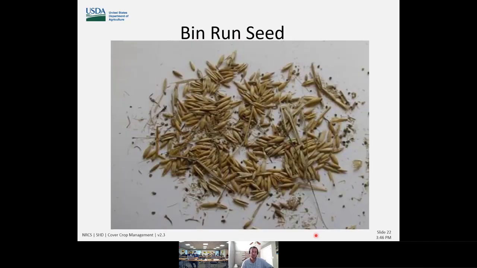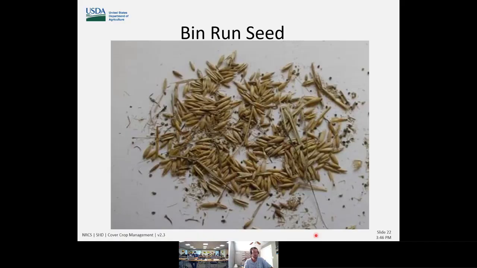So bin run seed is something that is very common that producers may want to utilize if they're planting cover crops. And there's a lot of things we need to think about in terms of considerations for planters. Just looking at this picture, let's just say we've worked with a producer. He's came in. We're going to plant a cover crop this coming fall, and that producer comes in and just puts this sample of seed on your desk on a piece of paper and says, "This is what I'm going to use for my grass component this fall planting." Then I'm going to include some other species with it.